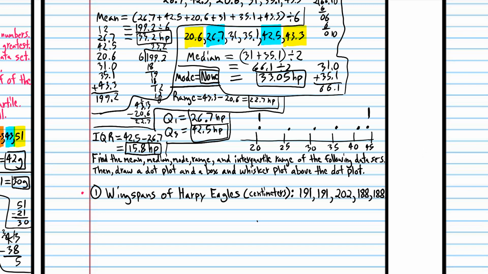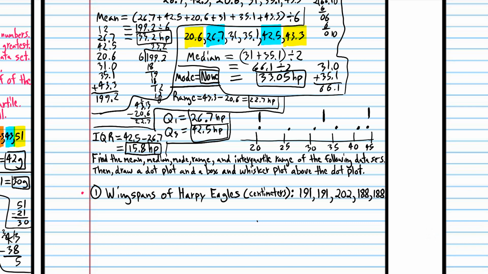The median is 33.05. 33.05 would be about there. Again, it doesn't have to be exact. And we need a vertical line with, wait a second, that should be a little bit over there.